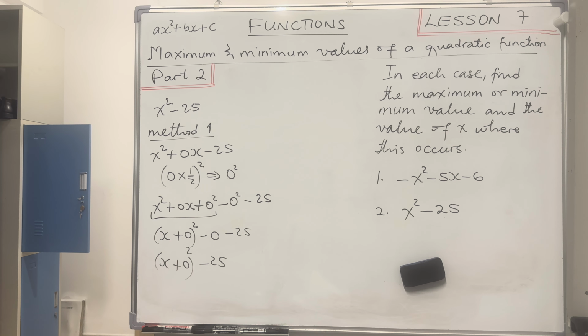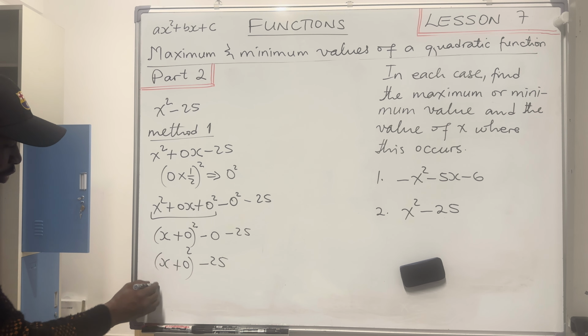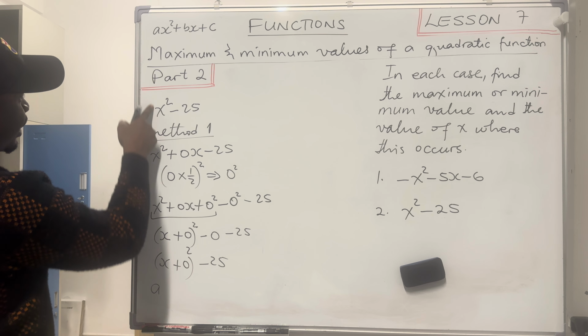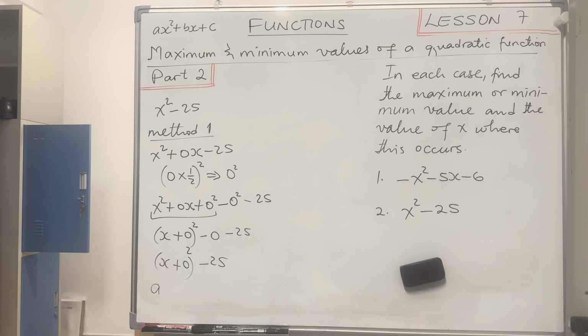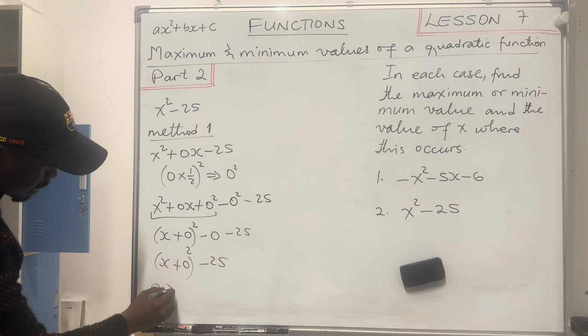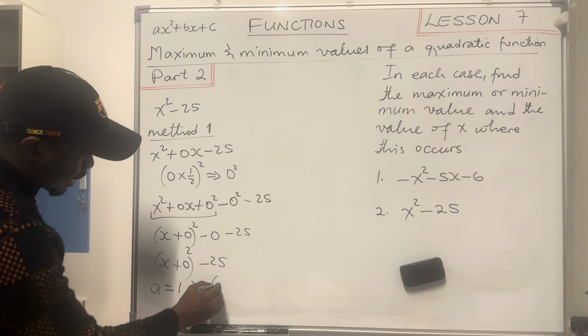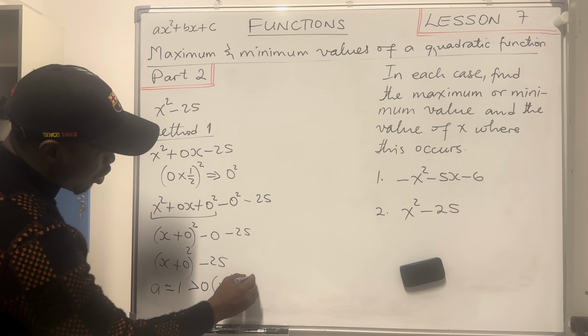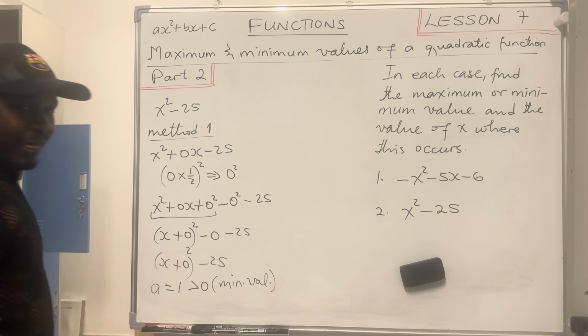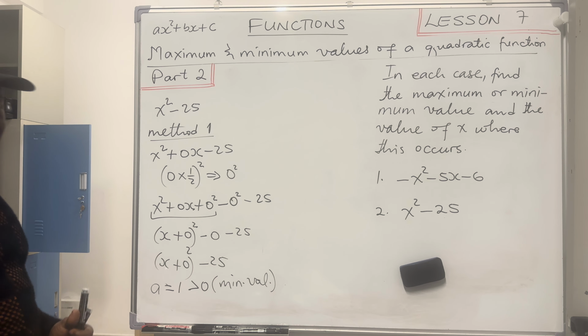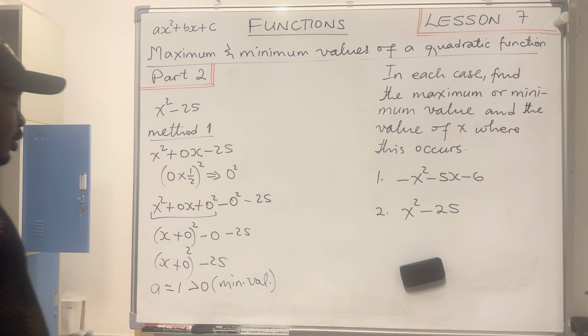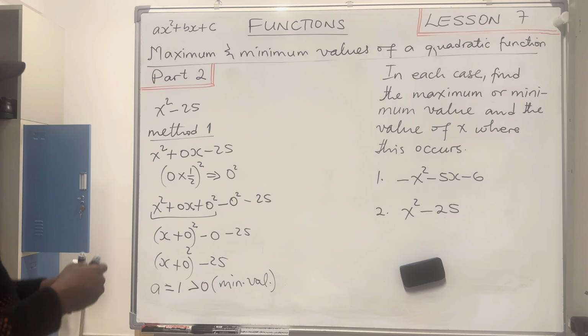So easy. So with this, first of all, are we having a maximum or minimum value? Well, what is our a? Our a is greater than 0. Our a is positive. Our a is 1 and this one is greater than 0. So that implies we are dealing with minimum value. All right. So since we are dealing with minimum value, what is the minimum value now?